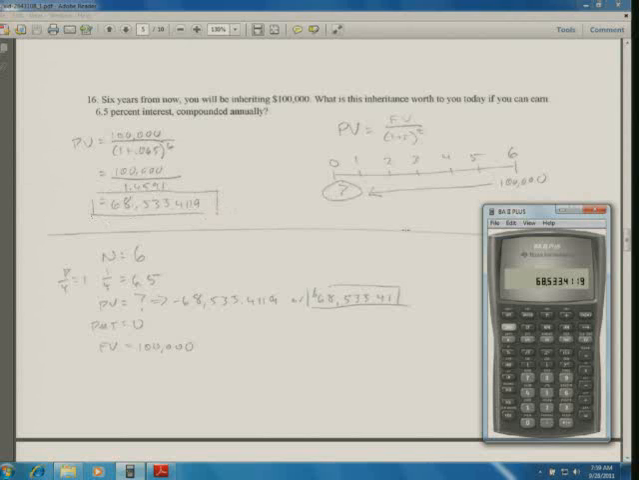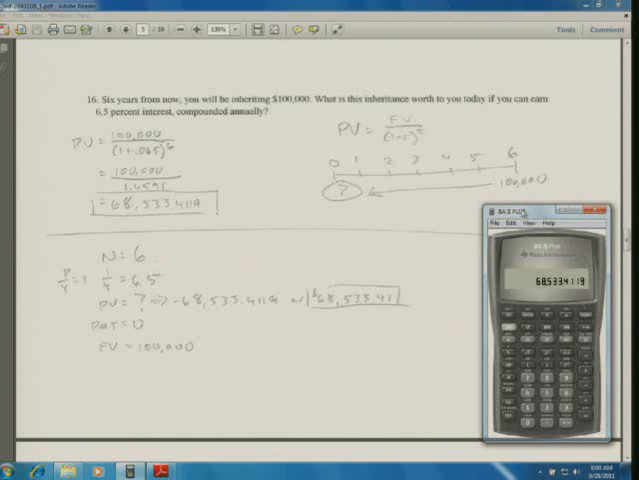Okay, so we would be indifferent now if someone offered us a deal. What this problem is saying is that I'll either give you $68,533.41 today, or I'll give you $100,000 6 years from now. We would say, I don't care. I'm indifferent between those two. Because what we could do is receive that $68,533 today, place it into our bank account, and earn 6.5%, or what was our rate? Yeah, 6.5% interest. And 6 years from now, we'll have that $100,000. So we could do it ourselves, or you can do it for us. It doesn't matter to us. We'll take either one.